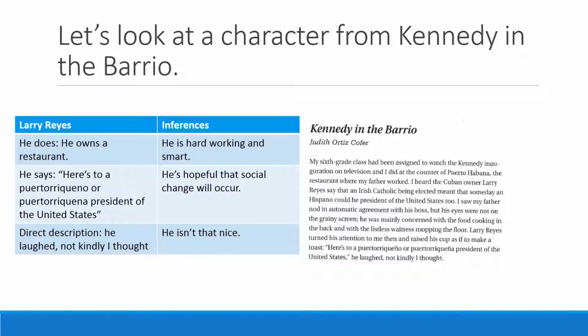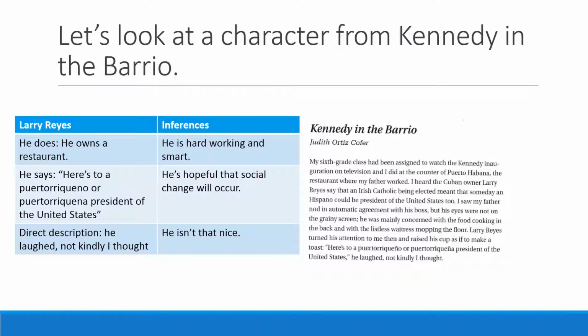Here's something he says. He says, "Here's to a Puerto Riqueño or Puerto Riqueña President of the United States." And an inference we can make just from those words is that he's hopeful that social change will occur, because another thing he said is that now that an Irish Catholic was elected, it could mean that a Hispano could be President of the United States too.